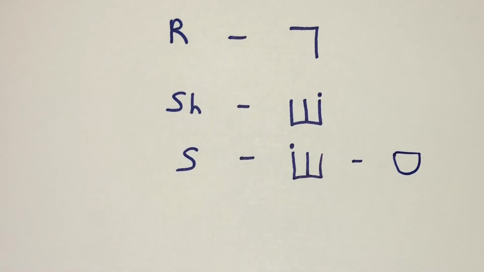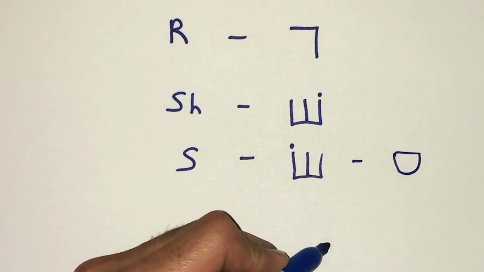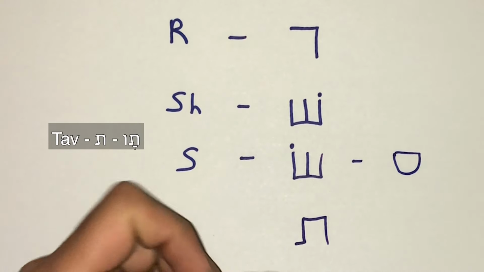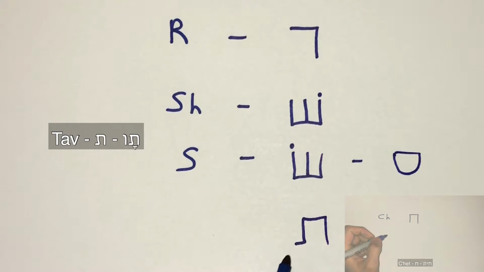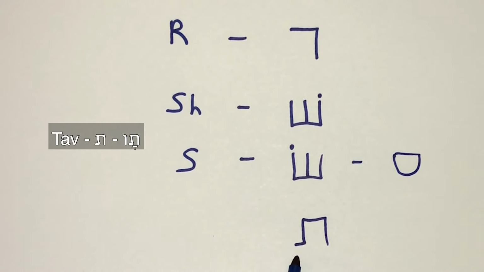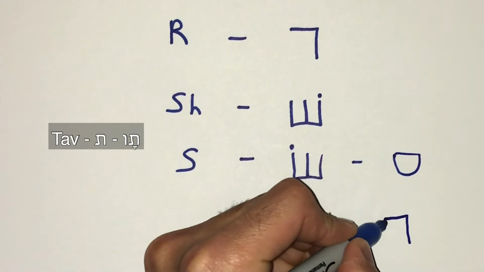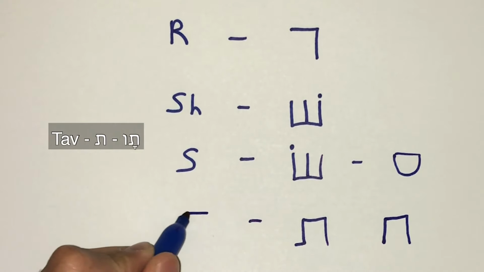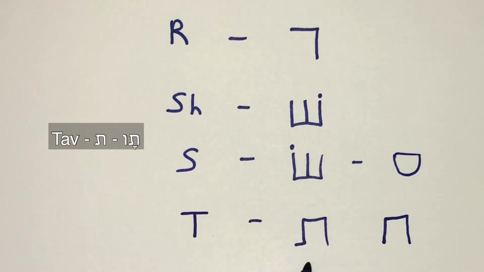The last letter of the Hebrew alphabet is the letter Taf. As you can see, this letter is very similar to Chet, but it has this little part on the left side. This is Chet, and this is Taf. Taf is like the English T, pronounced T. Taf. T.